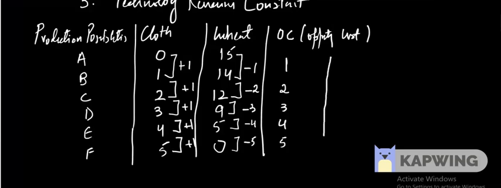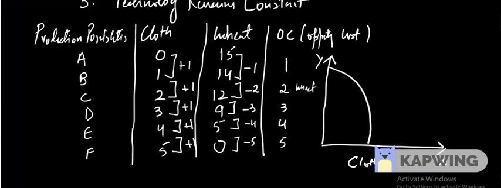If we plot the production possibilities on a graph by putting cloth on the x-axis and wheat on the y-axis, we'll get a curve like this. Now this curve will show all the possibilities such as A, B, C, D, E and F that an economy can produce within a given level of resources. So all the points A, B, C, D, E and F will be lying on this production possibility curve.